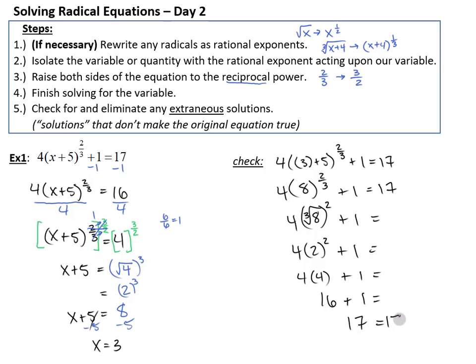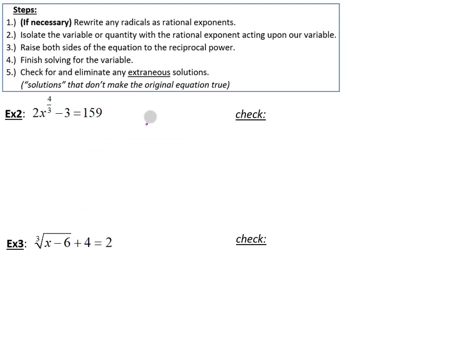I haven't done any work on the right. And yep, 17 does equal 17. You're also welcome to use a calculator, like say Desmos or something, and just plug 3 in there where we see x, right? Substitute it in, calculate all of this on the left, and see if we do get our matching 17. Okay, let's do a few more examples.